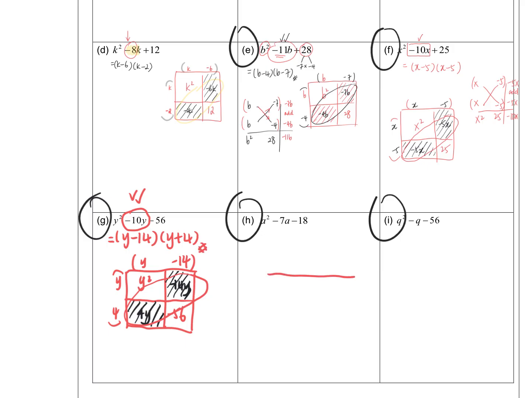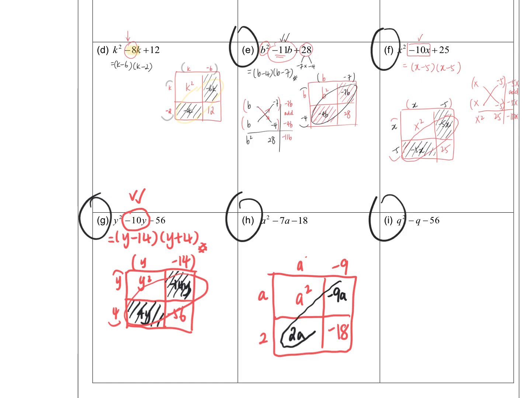Next person, Zhiyang, help me with this one. What are the two factors of negative 18 that will give me negative 7? Negative 9 and 2. Because this piece will end up being negative 9a, this one will be 2a, and when I add them up, it gives me minus 7a. So my two answers are a plus 2, a minus 9.